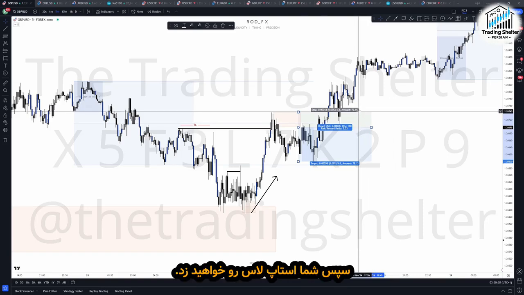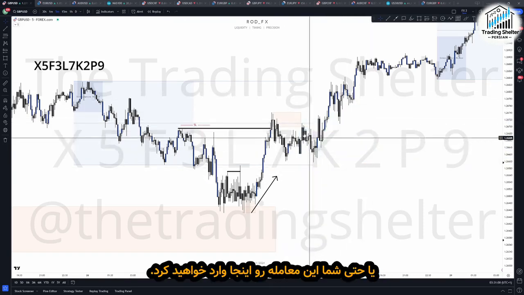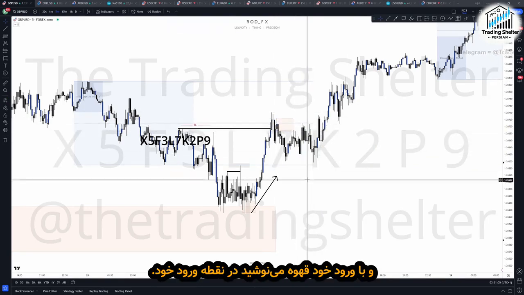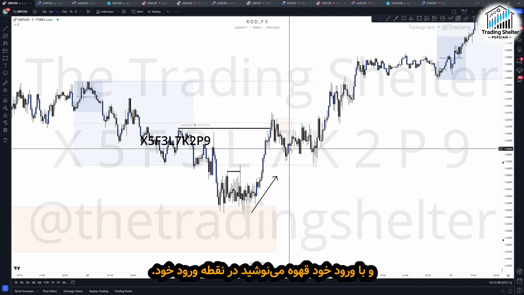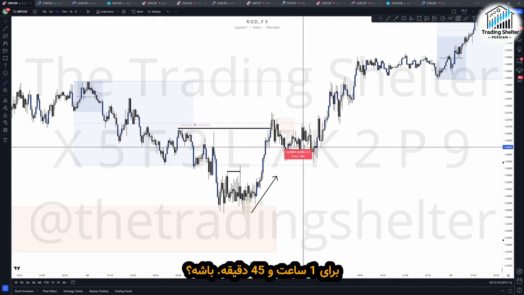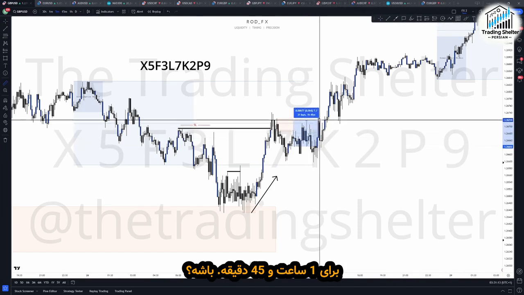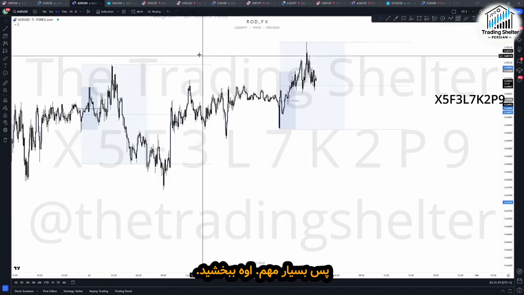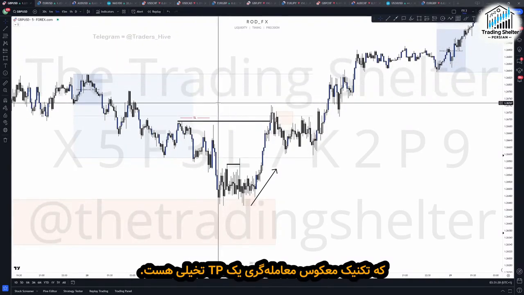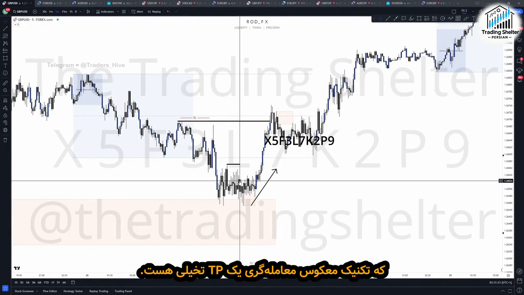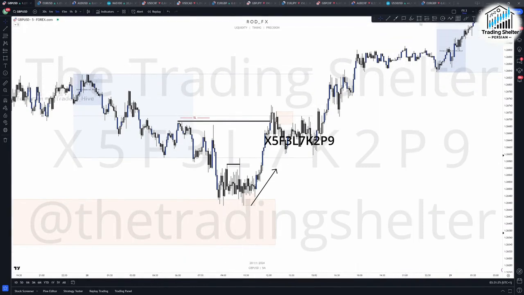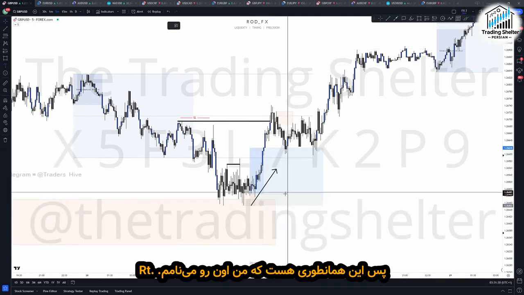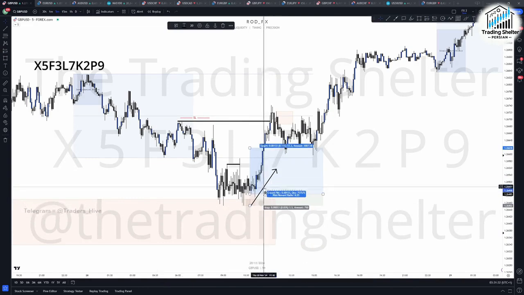Then you will hit the stop loss, or even if you entered this trade here, even worse, you would be sitting with your entry, taking a coffee at your entry point for 1 hour and 45 minutes. So, very important, the reverse trading technique is a fictional TP. So you enter here, right? That's how I call it, RT.